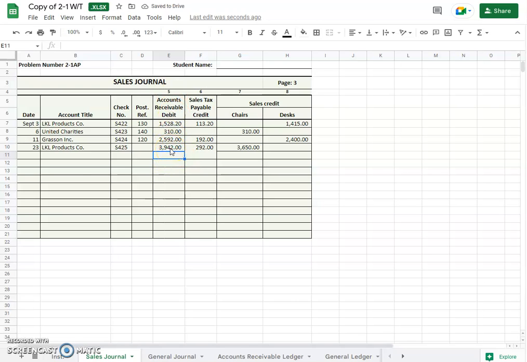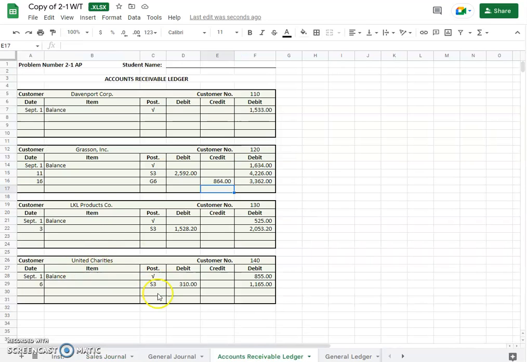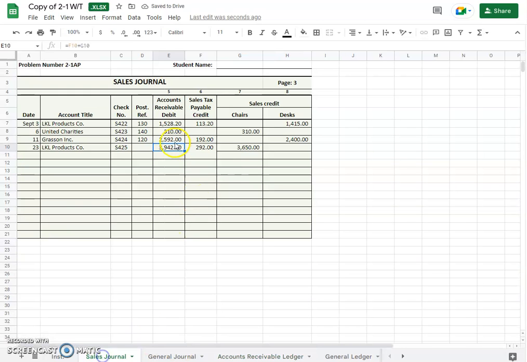And now we'll just go ahead and add those together to get our total accounts receivable debit. They owe $3,942. So we will post that $3,942 on the accounts receivable ledger on the 23rd from S3, $3,942. So our debit balance, and account number 130 is where we put it.